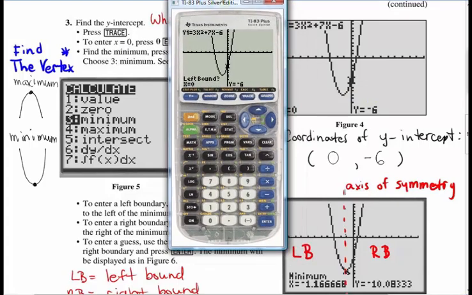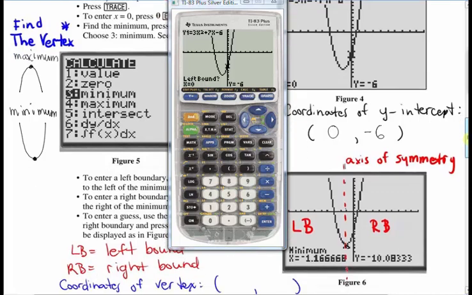Now, if you take a look at your screen, it says left bound? Okay, so what does that mean? Well, let's take a look at figure 6. What I've done is taken the parabola and I've drawn a vertical line that goes straight through the vertex. This line that goes straight through the vertex is called the axis of symmetry, okay, and that's because it splits the vertex evenly into two equal parts that are mirror images of each other. To the left of that vertical line, I will call that region left bound, and to the right, I will call that region right bound.